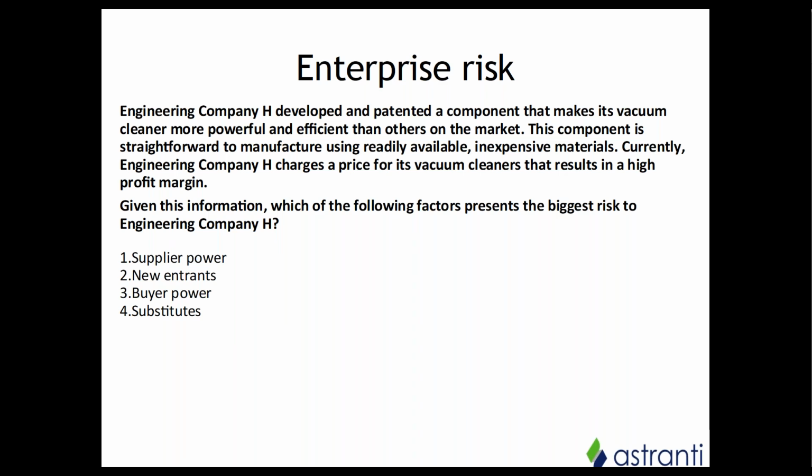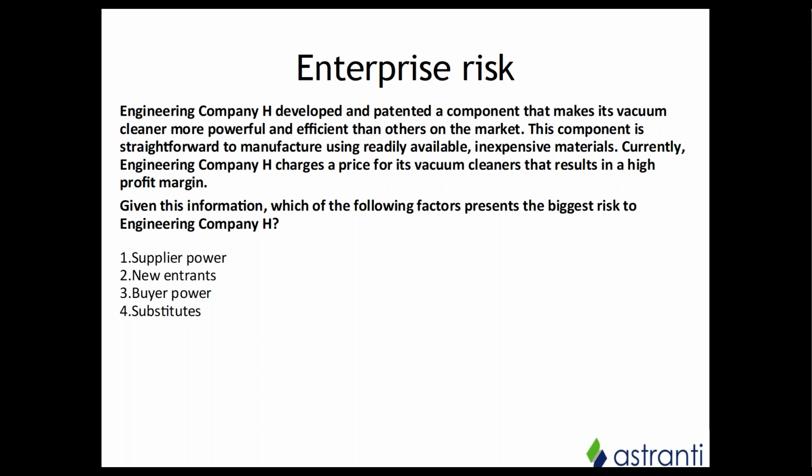So engineering company H developed and patented a component that makes its vacuum cleaner more powerful and more efficient than others on the market. This component is straightforward to manufacture using readily available, inexpensive materials. Currently, engineering company H charges a high price for its vacuum cleaners that results in a high profit margin. So that's the preamble. That's the setting the scene, the scenario.